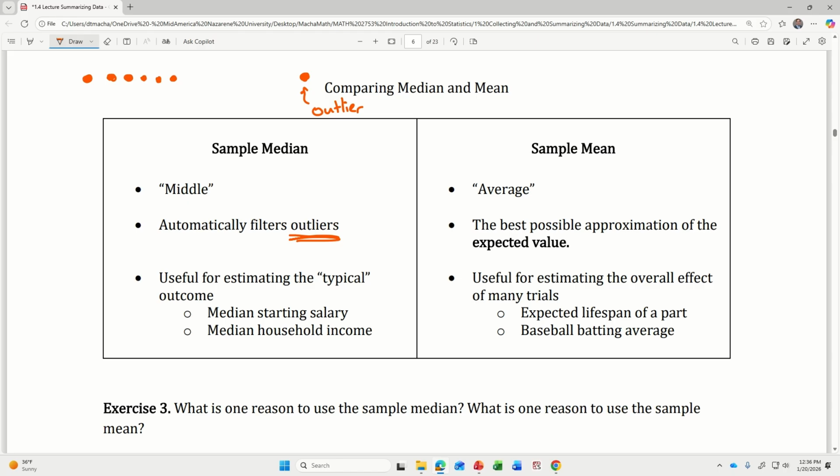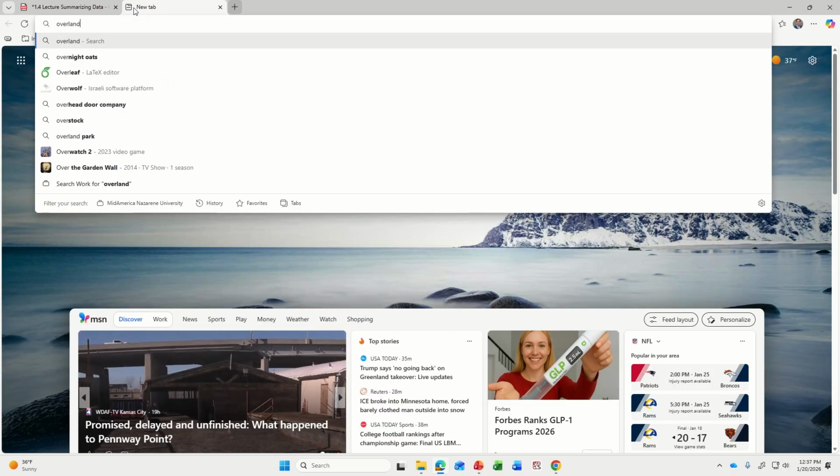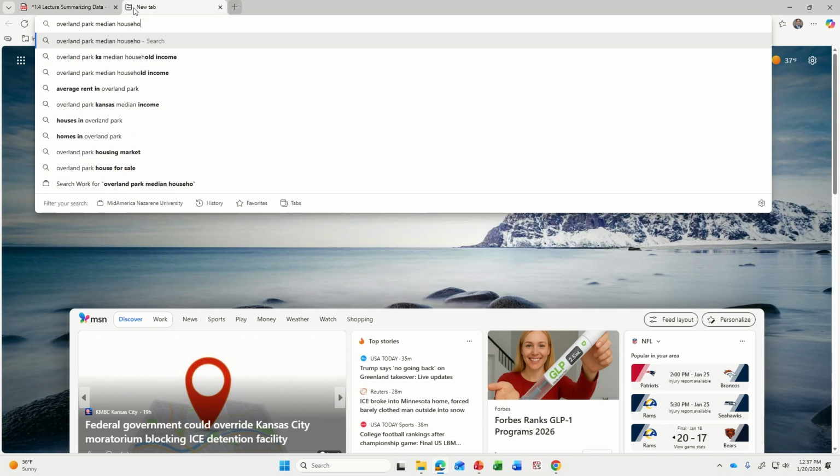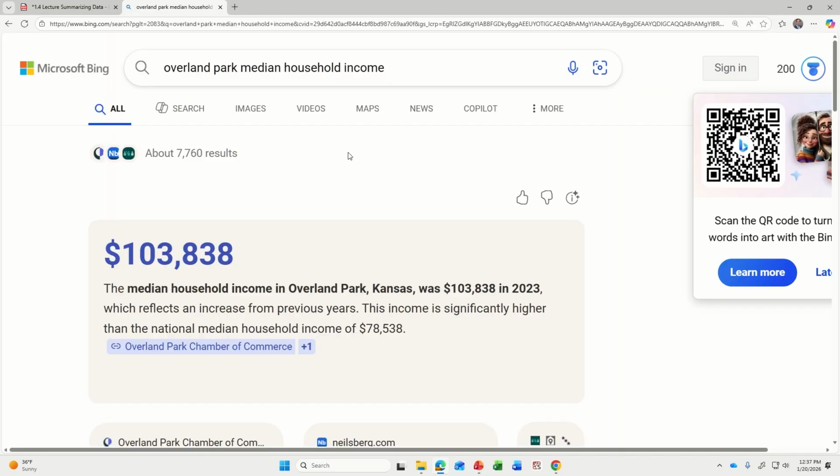For this reason, a lot of times you will see median household income reported as a demographic of an area. Like if I were really interested, I could go online and search Overland Park, median household income. And it'll tell me, if I was going to sort all of the households in Overland Park from least to greatest total household income, and I find the one that's in the middle, it should be pretty close to $104,000.